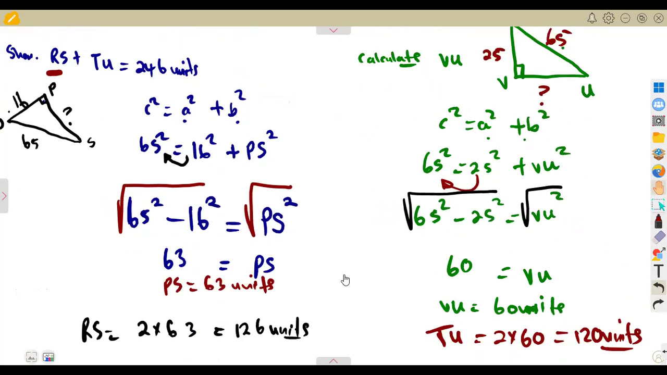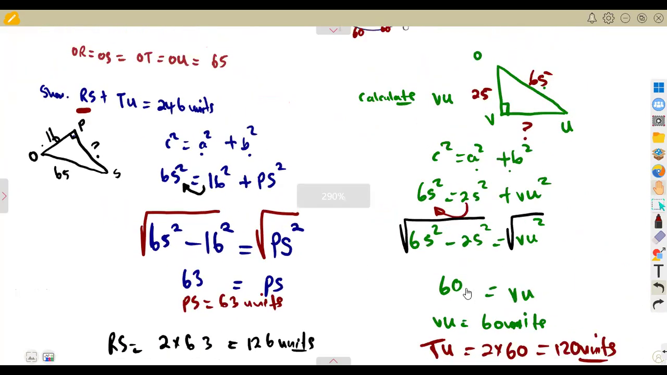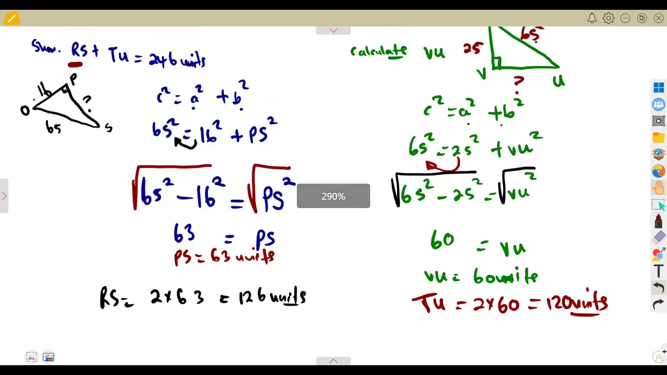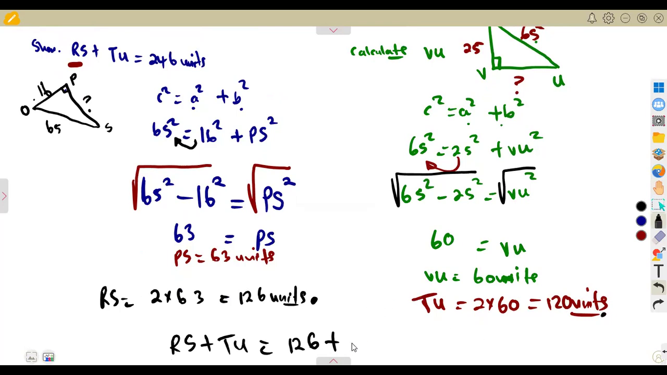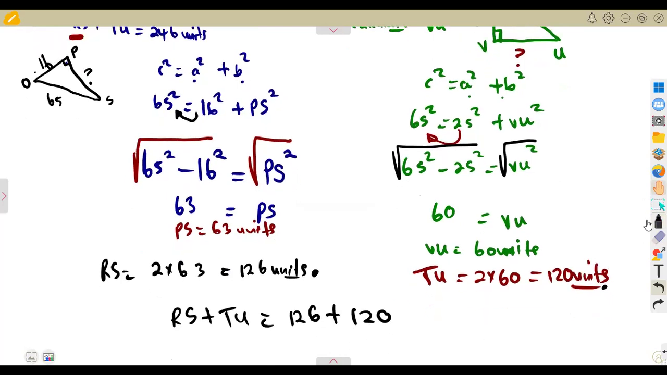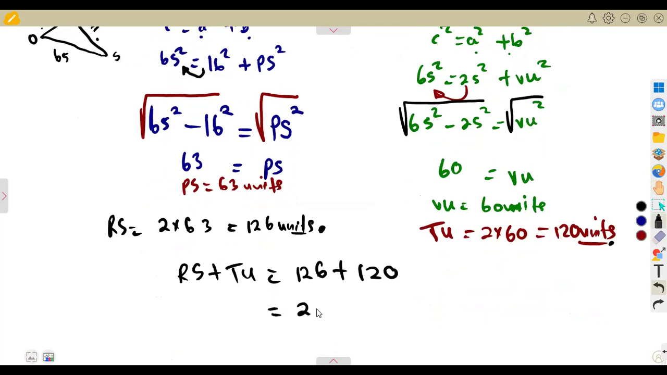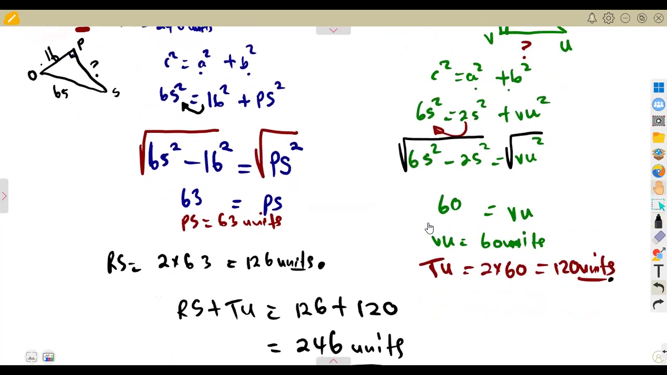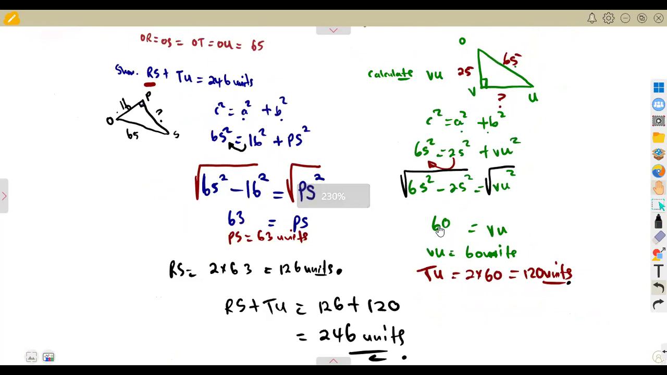So what is the purpose of calculating this? Like I said, remember, we are being asked to show that the sum of the two given chords should give us 246. So let us add RS plus TU, which is the sum of the chords. The first chord, RS, gave us 126, plus the second chord, TU, gave us 120 units. So by adding these two, we are obtaining 246 units. That is the case. This is how the question wanted to be applied.